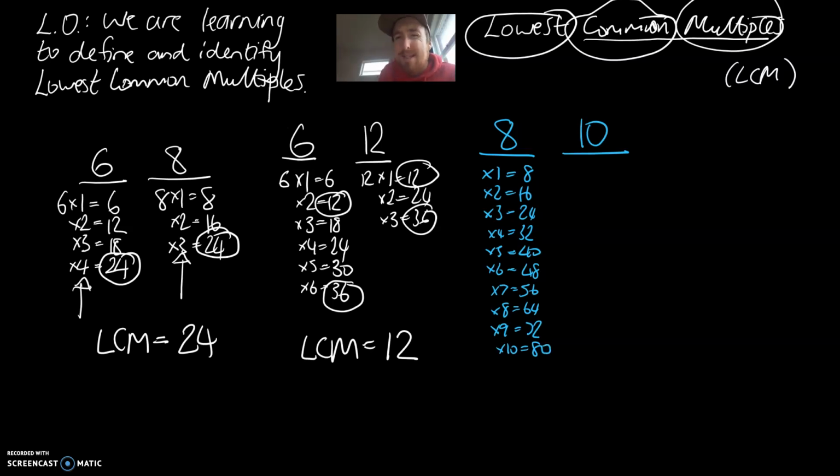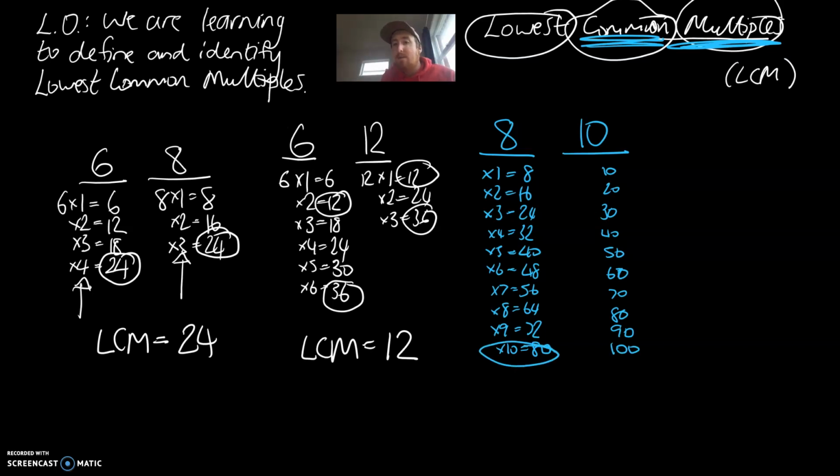And for the tens, it's a bit easier. It just goes 10, 20, 30, 40, 50, 60, 70, 80, 90, and 100. So what we've done there, those lists, I'm underlining in blue, they are the multiples of 8 and 10. We now need to figure out which ones do they have in common. So I can see 80 in both lists. Hopefully you can as well. And can you see any others in both of those lists?